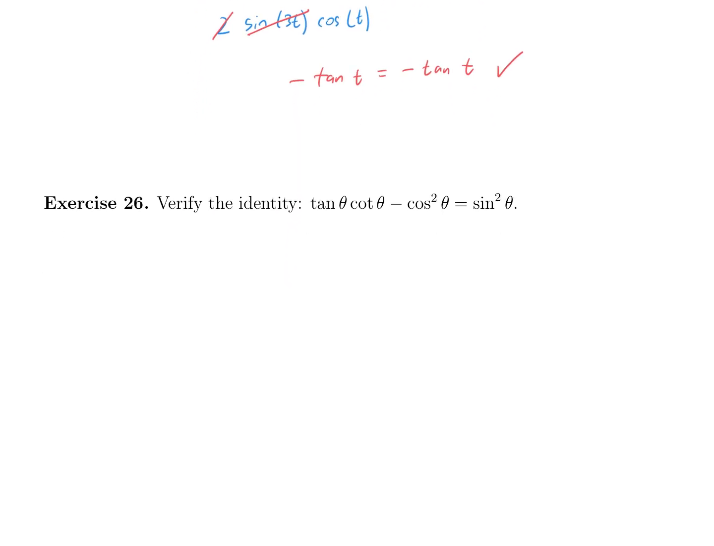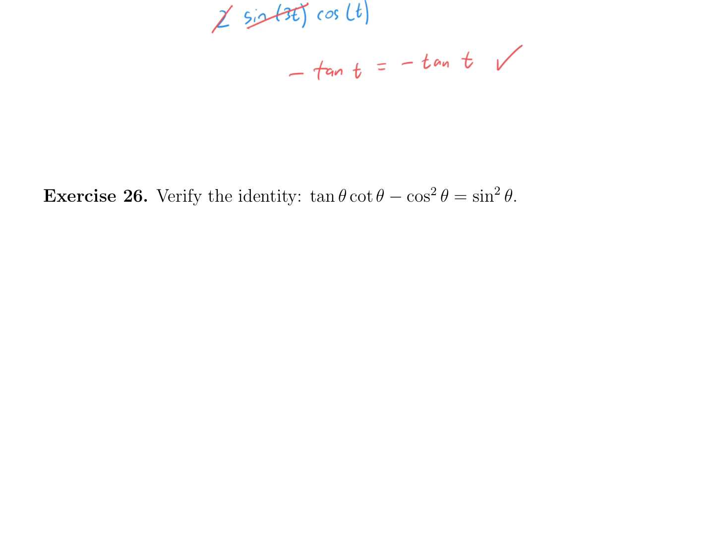Let's move on to the last one. This is also a verify the identity type of problem. So let's see what we could do. It looks like on the left side, we can rewrite tan and cotan. Tan, by definition, is sine theta over cosine theta. Cotangent, by definition, is cosine theta over sine theta, minus cosine squared. And we want to show that that is equal to sine squared. Over here you have cancellation of sines and cosines, so we're left with 1 minus cosine squared.